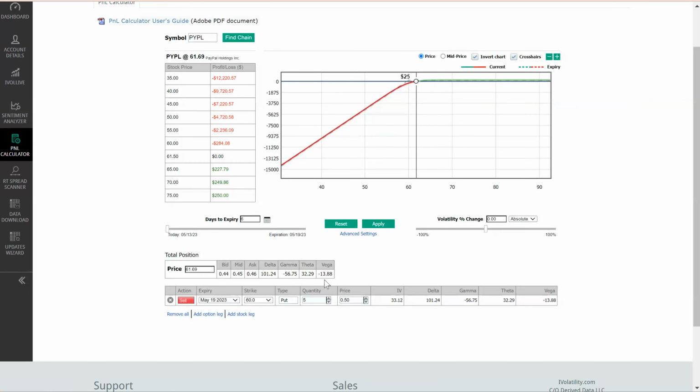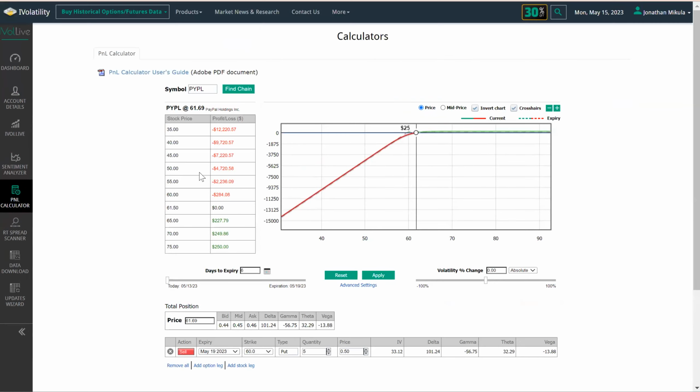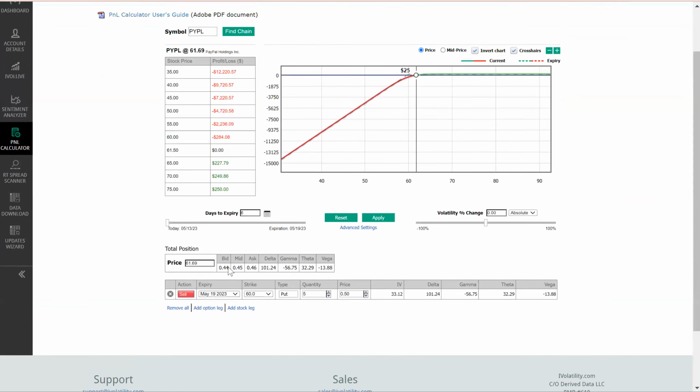So, this looks like a great trade. It's right up my alley. The sentiment analyzer backed it up. The P&L calc tells me my risk versus reward. So that's how we would go from beginning to end, right? Running the screen, adding names to the screen, running it through the sentiment analyzer and the P&L calc, and then boom, I've got my trade.